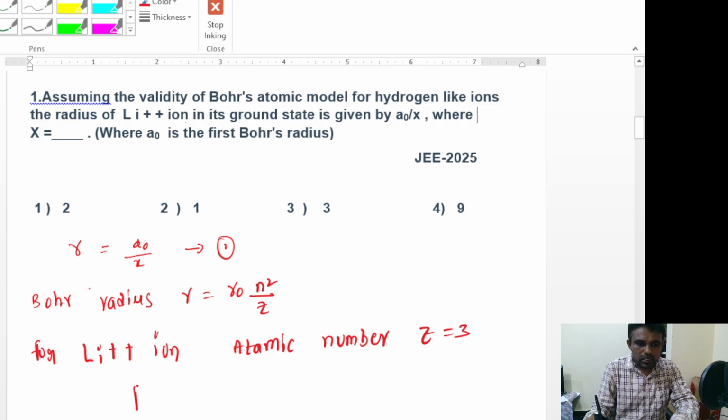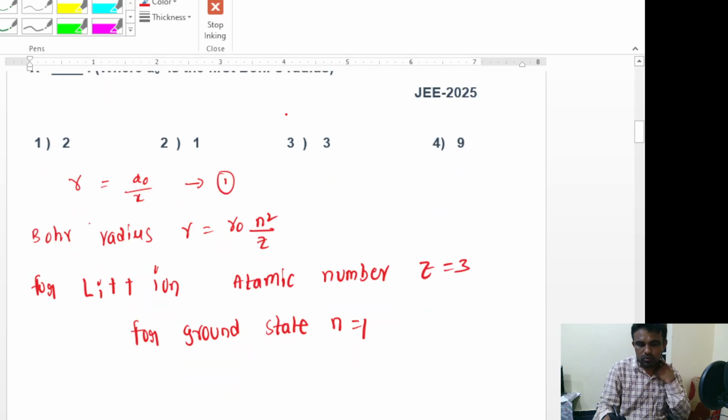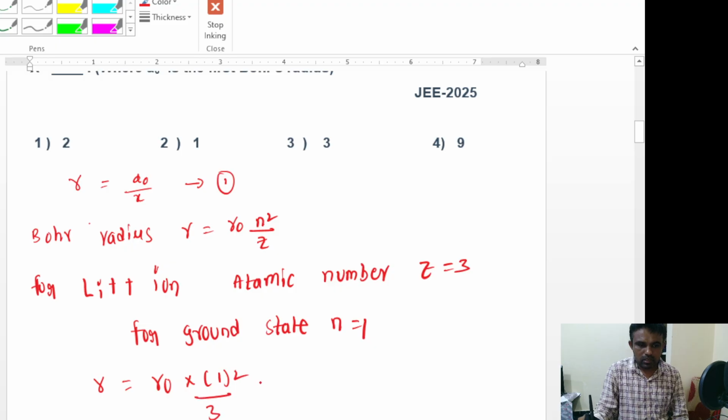For ground state, n is equal to 1. Ground state is mentioned in the question, so that's why the ground state value n is equal to 1. So substitute in the above formula, r is equal to r naught into n value 1 square by Z value 3. So r naught by 3. Let us consider this equation number 2.